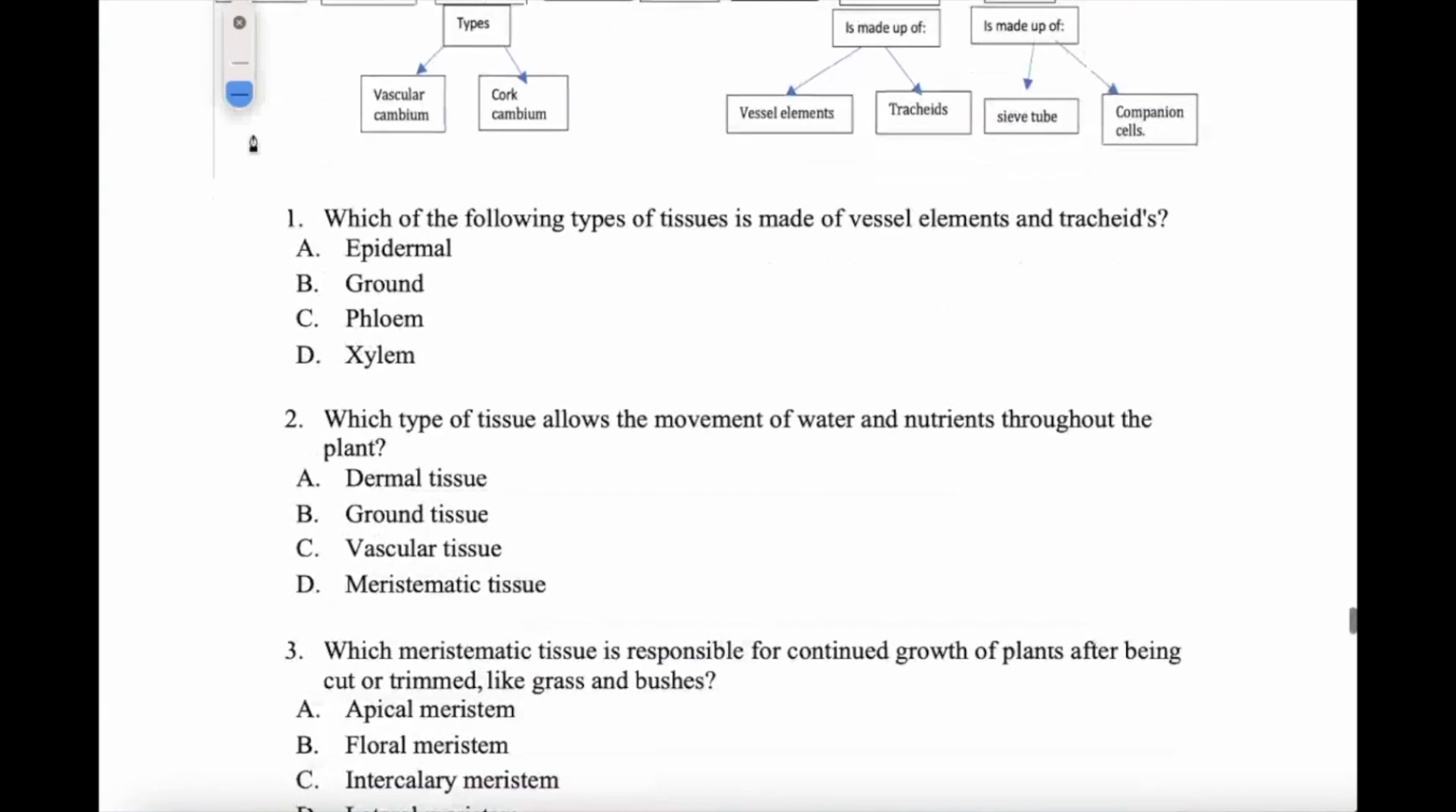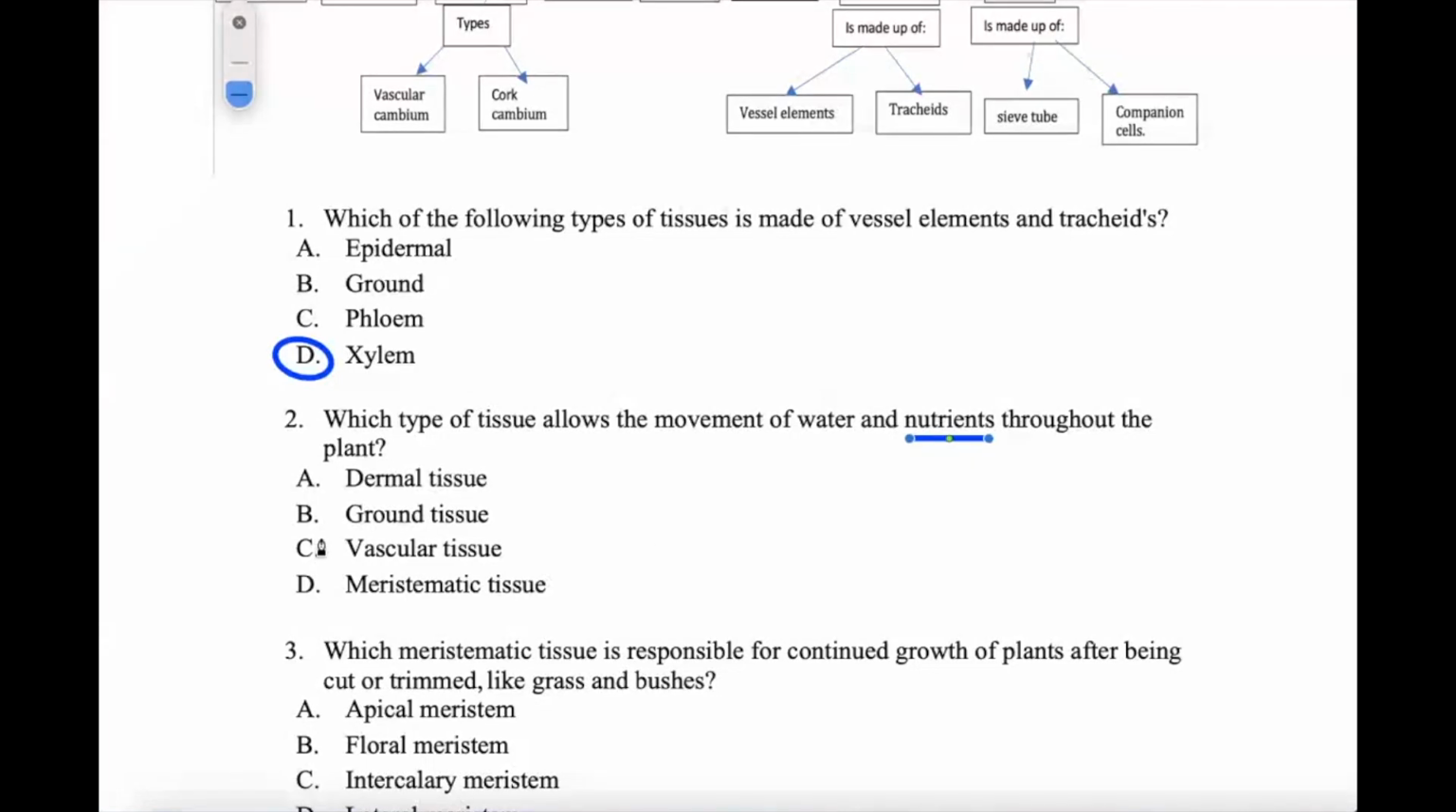Questions. Which of the following types of tissues is made up of vessel elements and tracheids? Xylem, sir. Xylem. Which type of tissues allows the movement of water and nutrients? Vascular. Yes, vascular bundles. Very good. Vascular tissues. But if you have to go for only nutrients, only nutrients, so what will it be?